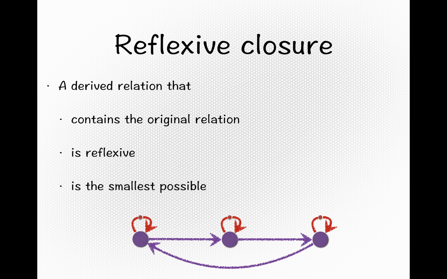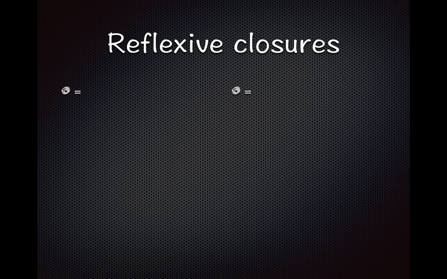So talking about smallest ones, there is this thing called reflexive closure. It is a reflexive closure of a particular relation. So if we have a relation R, then a reflexive closure of R contains R, but also is reflexive, and it's the smallest one of those possible. So we want to add as few things as possible in order to have a reflexive relation.